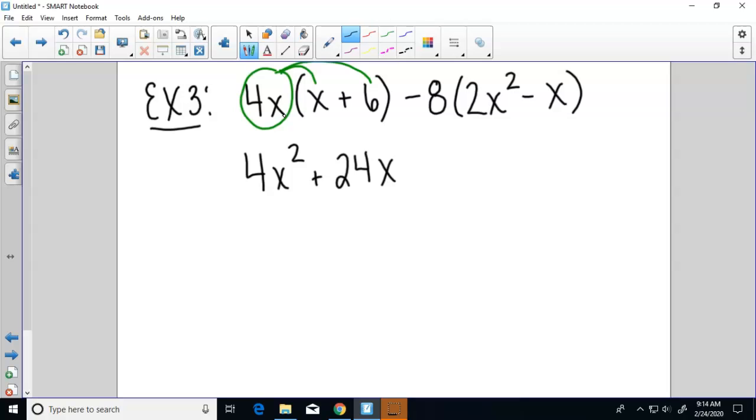Okay. The next thing that students usually mess up here is when you distribute this next part, you're distributing the negative 8, not just the 8. So it's going to be negative 8 times 2x squared. And negative 8 times 2x squared gives us negative 16x squared. And then we've got to do negative 8 times negative x right here, and that is going to give us positive 8x.